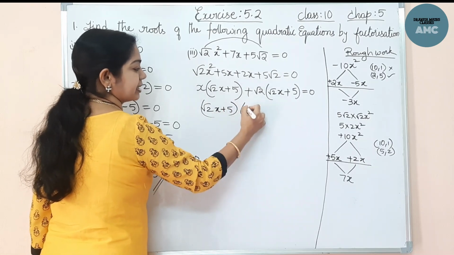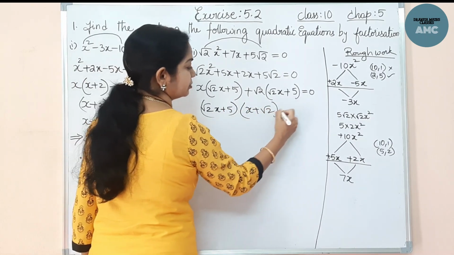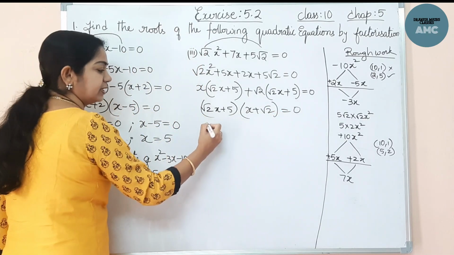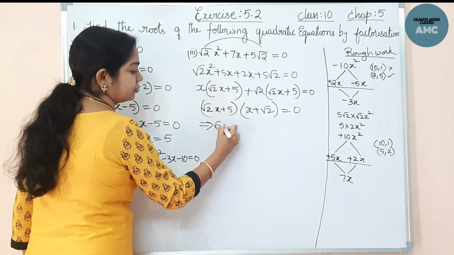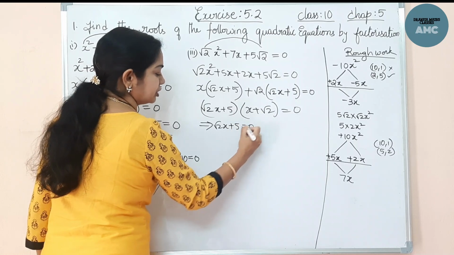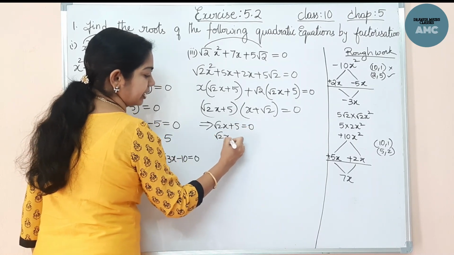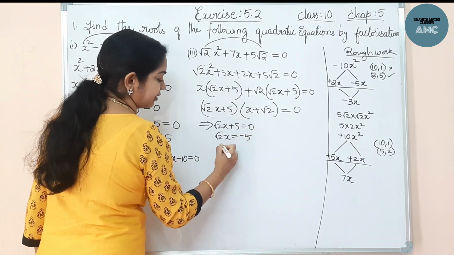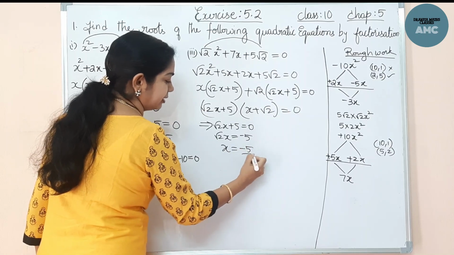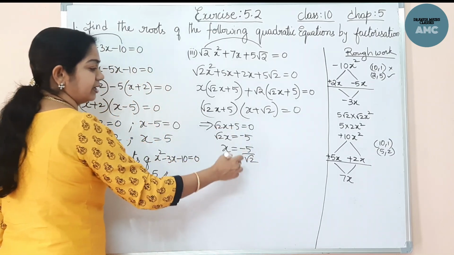Now the remaining is x plus root 2. Right, this is a product of the binomials. It implies root 2x plus 5 equals 0. That means root 2x is equal to minus 5, x is equal to minus 5 by root 2. This is one root.